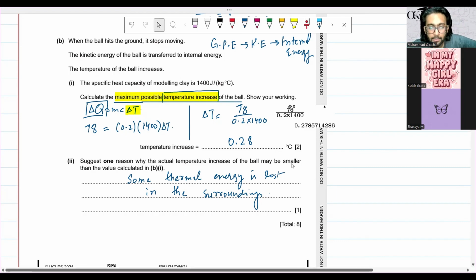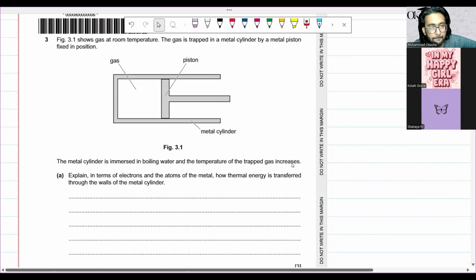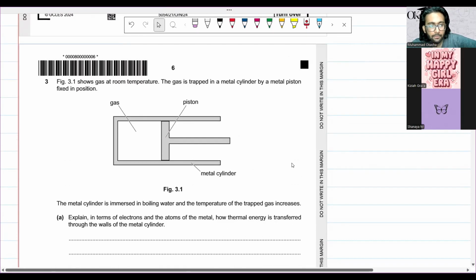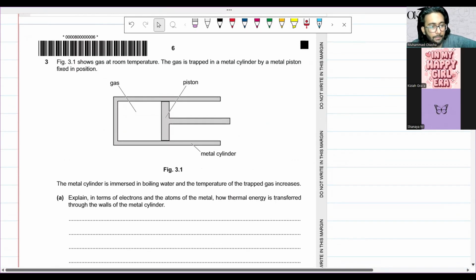All right, on to the next question. Figure 3.1 shows gas at room temperature. The gas is trapped in a metal cylinder by a metal piston in a fixed position. The whole metal cylinder along with the piston is immersed in boiling water, and the temperature of the trapped gas increases. Explain in terms of electrons and the atoms of the metal how thermal energy is transferred through the walls of the metal cylinder. I hope you remember this.